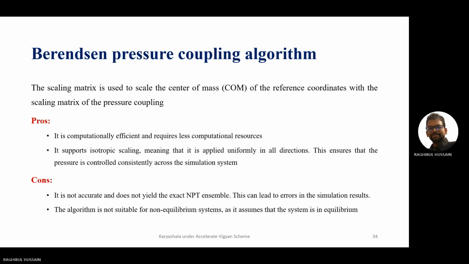There are some advantages and disadvantages as well. The Berendsen barostat is computationally efficient and requires fewer computational resources. Its disadvantage is that it is not accurate and does not yield the exact NPT ensemble. This can lead to errors in the simulation result. And for non-equilibrium MD, this algorithm is not suitable.